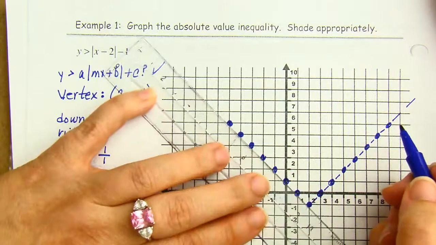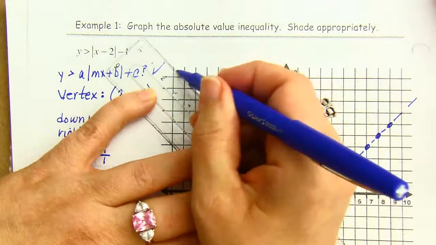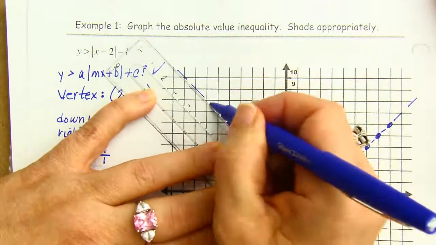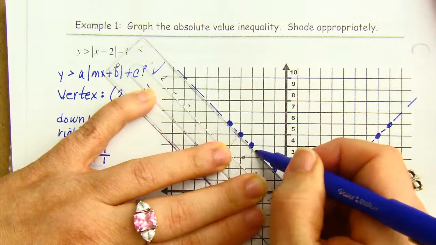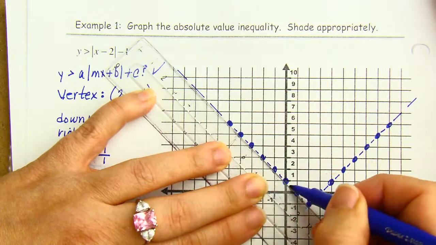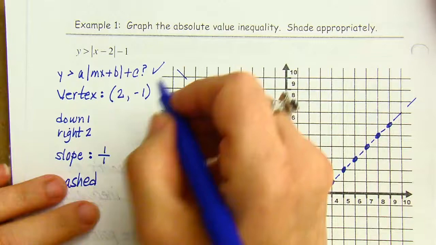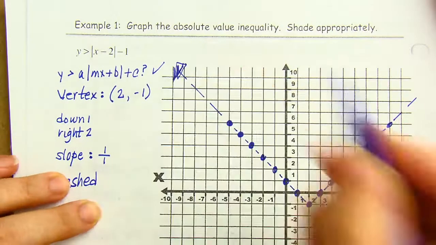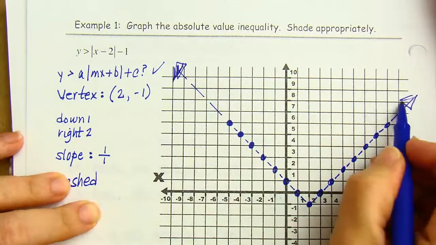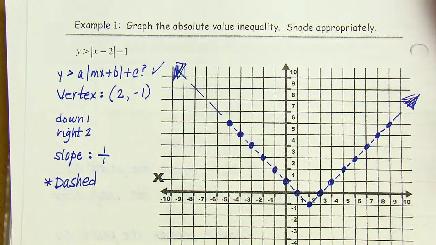And I'm going to dash it over here on this side. And then we're going to put arrows on the graph because this thing keeps going. And now the only thing left to do is to figure out what the shading is.